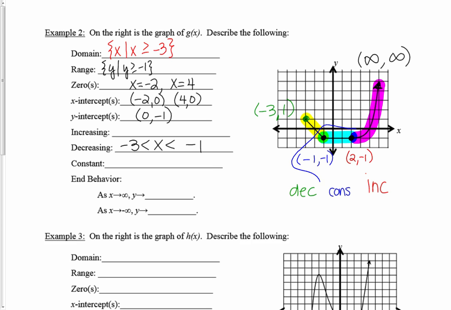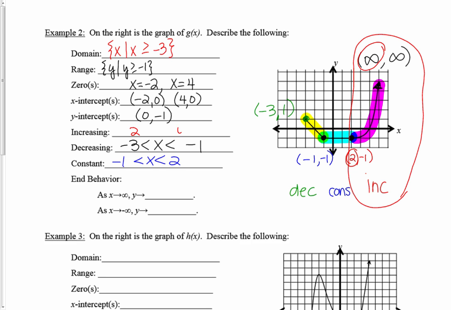On my next piece here, I was constant. The x values for this piece went from -1 to +2. So in the constant space, I'm going to put a -1 and a +2, and in the middle, I have my less than x less than. My last piece on the right here was increasing. The x value where I started was at 2, and the x value of the arrow was infinity. In between, I have my less thans and my x. So those are my intervals for increasing, decreasing, and constant.